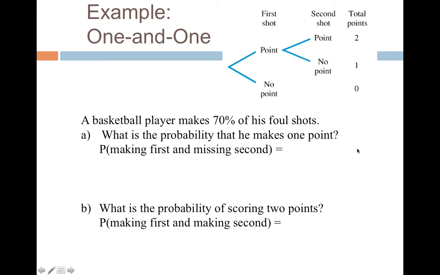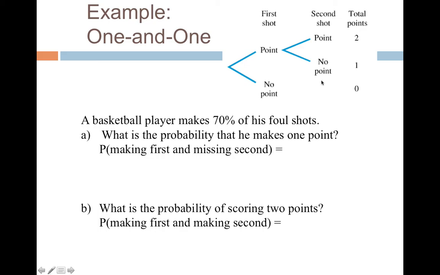All right, last problem. A basketball player makes 70% of his foul shots. I have this little diagram up at the top of the screen. The scenario we're in is a 1 and 1, which means if you make the first point, then you get a shot at a second point. If you miss the first point, then you don't get a second shot. So I know the probability that our basketball player makes 1 point. Well, the only way to make 1 point is to make the first one and then miss the second one.